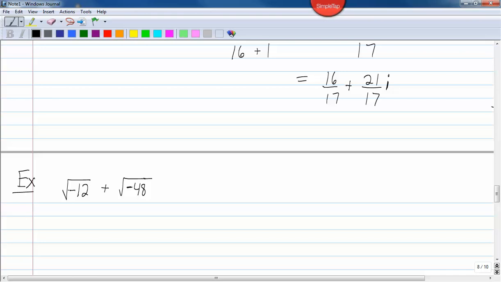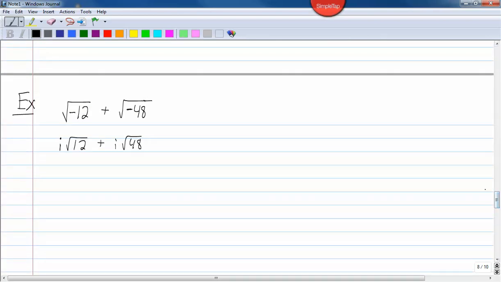Alright, so I need to first write an I on the outside and get rid of the negative. Now I need to simplify the radical. So the square root of 12 can be written as the square root of 4 times the square root of 3, because 4 times 3 is 12. The reason we break it up like that is because then I can take the square root of 4. The square root of 4 is 2. So this would be 2i square roots of 3.